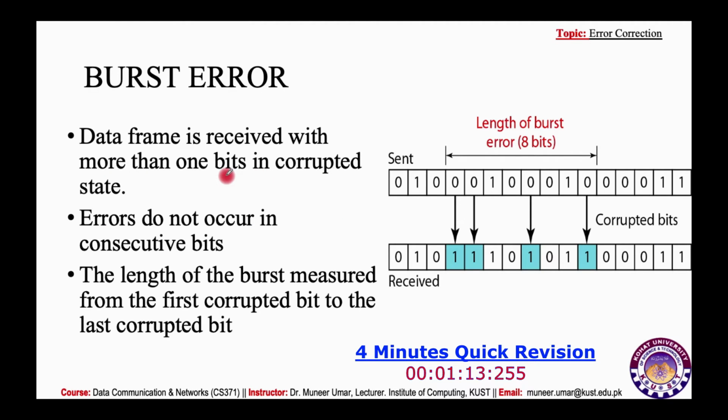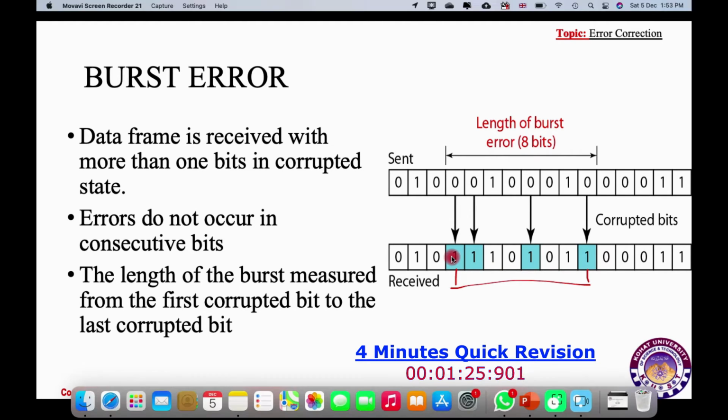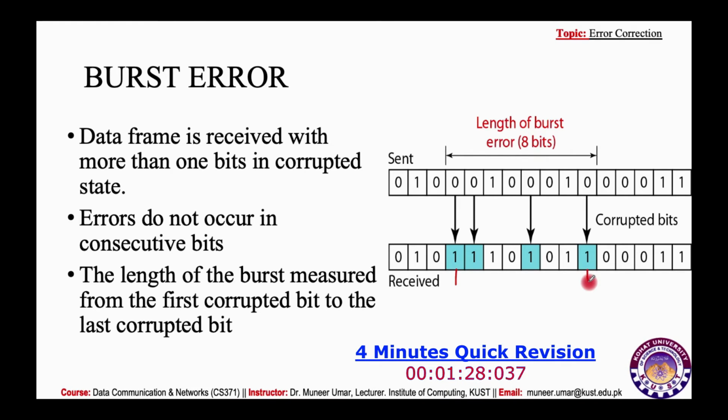Then we have burst error. Burst error means that there are more than one bits, and these may not be consecutive, and the length of burst error is measured from the starting bit to the ending bit. So more than one bit, which may not be consecutive, and the third thing is the length should be measured from the starting corrupted bit till the last corrupted bit. So this is the length of this error.